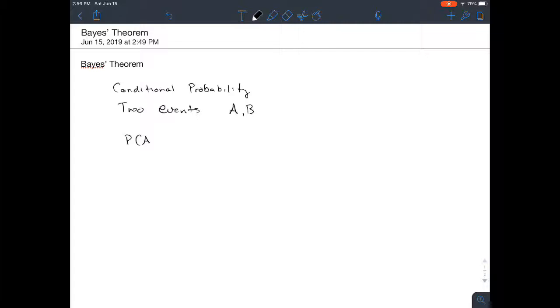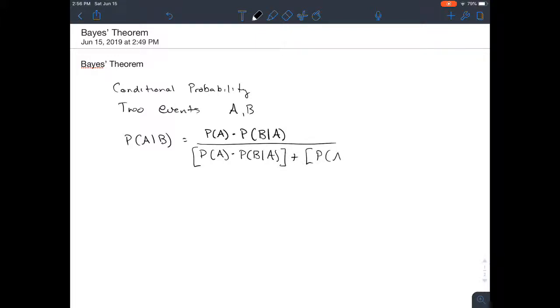Bayes' theorem says the probability that event A occurs given event B has already occurred is going to be the probability that A occurs times the probability that B occurs given A has occurred, divided by, and now we have kind of a longer denominator, probability of A times the probability of B given A has occurred, plus the probability of the opposite of A times the probability of B given the opposite, or the complement, of A has occurred.